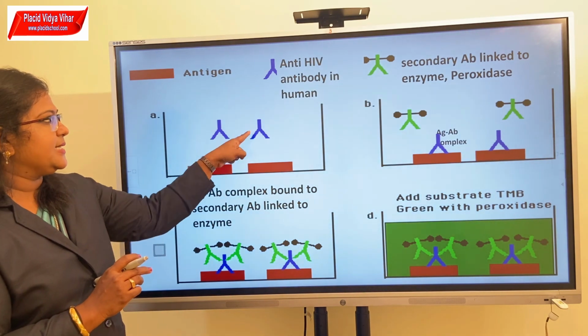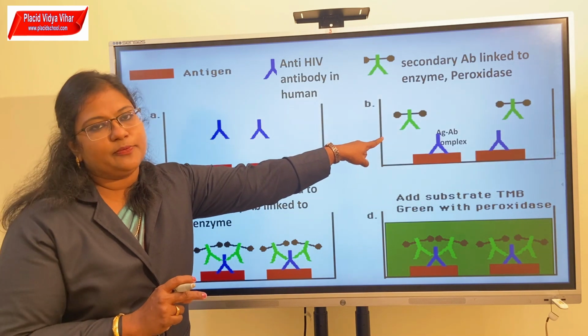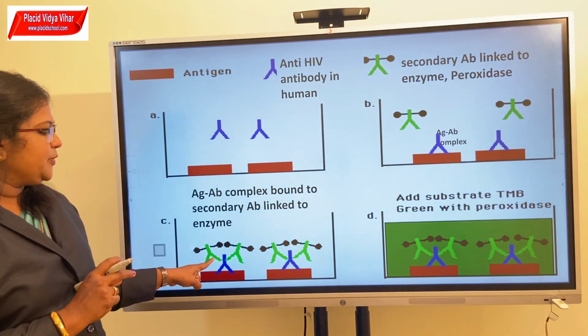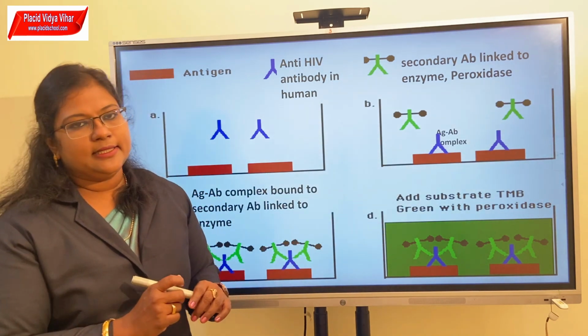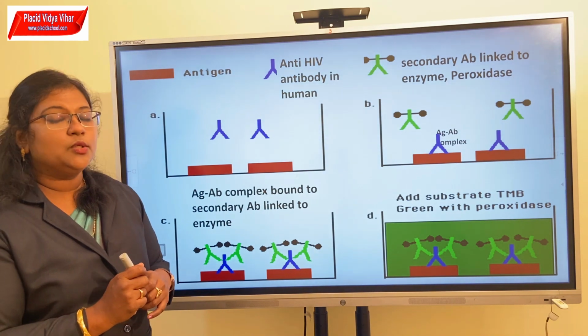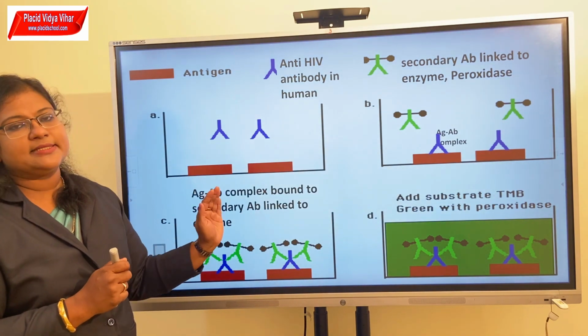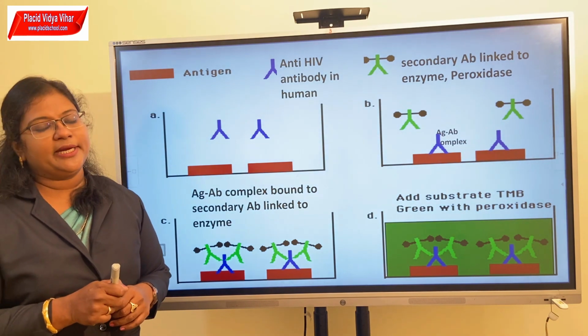This is antigen, this is an antibody. Imagine this is anti-HIV antibody. You are adding a secondary antibody conjugated with the enzyme. You can see how it binds, and when you add a substrate, see how it turns into a color. Here they are showing a particular substrate which is a peroxidase. You don't have to remember the name of the substrate, just understand the specificity in ELISA. We will be studying more in detail about ELISA in biotechnology.